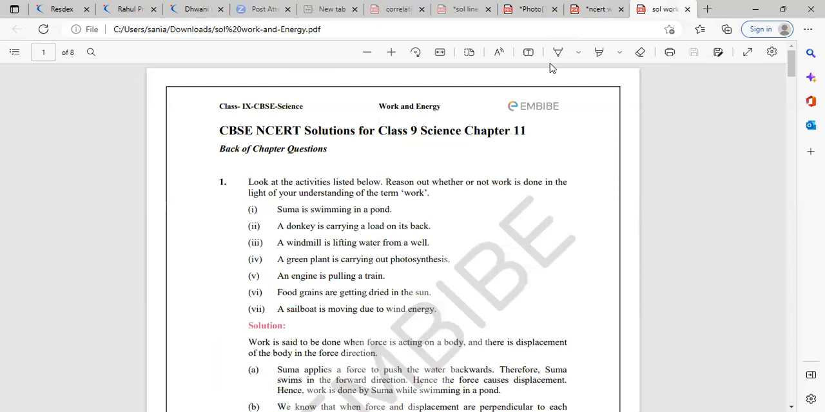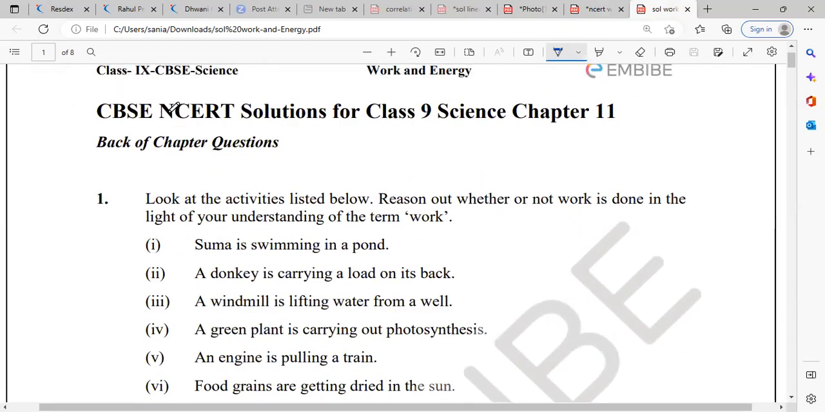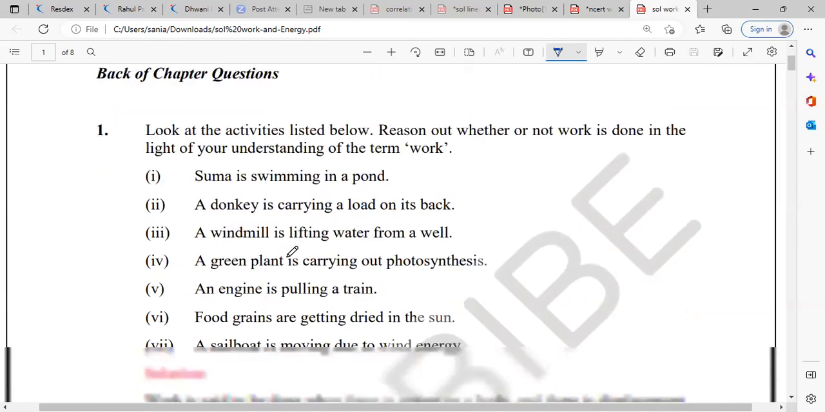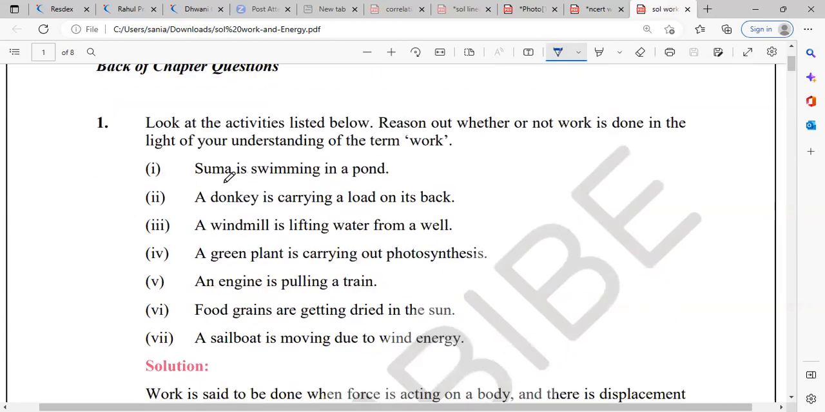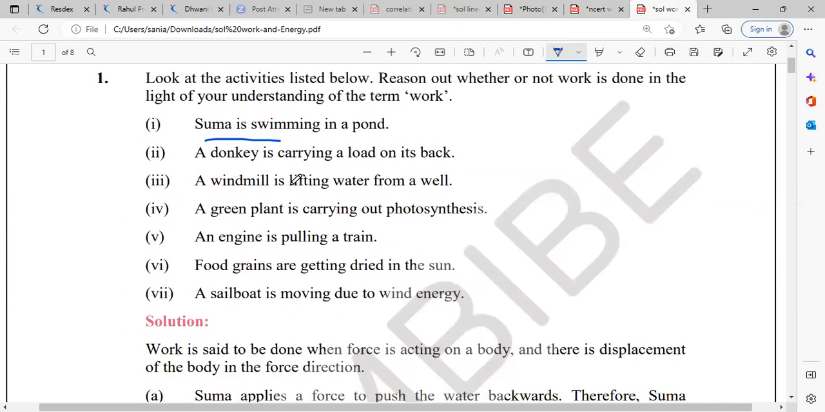Clear? Okay, ma'am. So now listen very carefully. First of all, look at the activities listed below. Reason out whether or not work is done in the light of your understanding of the term work. First, Suma is swimming in a pond. You know what is work. You have two situations, so just in your notebook write yes, no, yes, no. Then we will discuss whether you were right or wrong. Okay? Quickly.